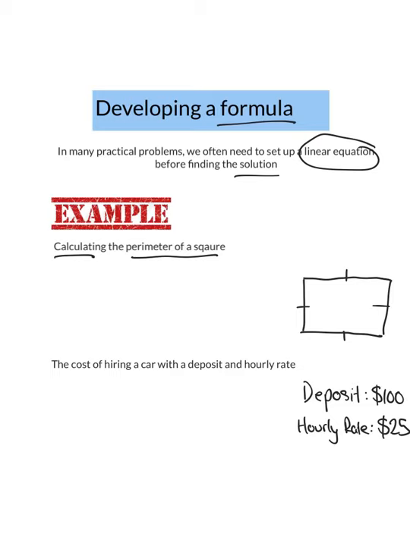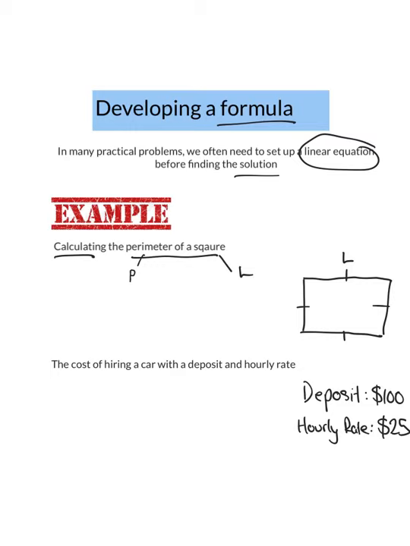Now if we want to solve this problem, we're looking at defining the variables first, alright? So we're trying to find the perimeter. Let's give that the variable P of the square. Let's give the edges L, alright? So we can define this. We know that we've got four sides, alright?